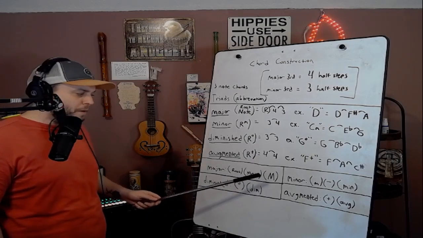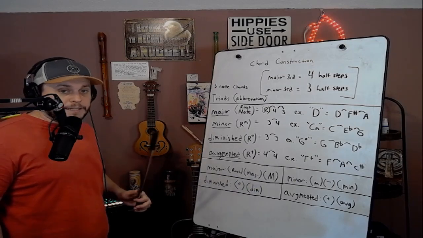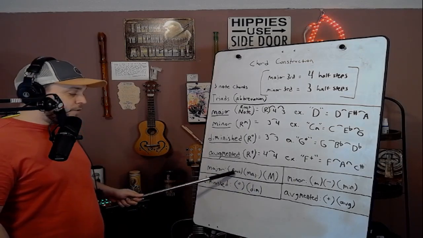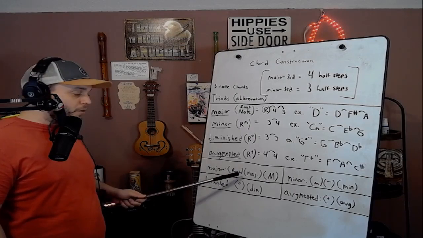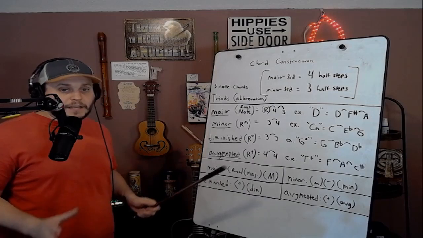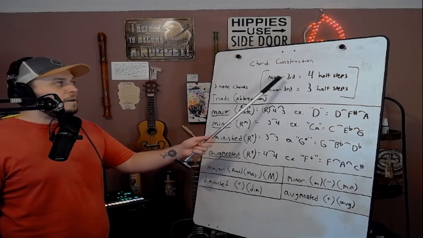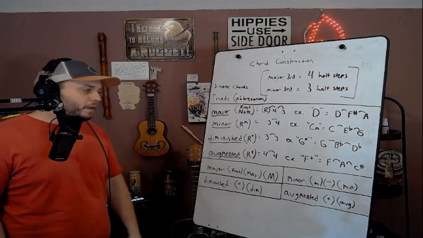Sometimes, and this one's the most rare in my opinion, they will write a large M, an uppercase M. But just know that if you see a root note by itself when you're talking about chords, an M-A-J period or an uppercase M, these things mean the same thing. They're all going to mean this 4-3 or major third, minor third formula, okay?